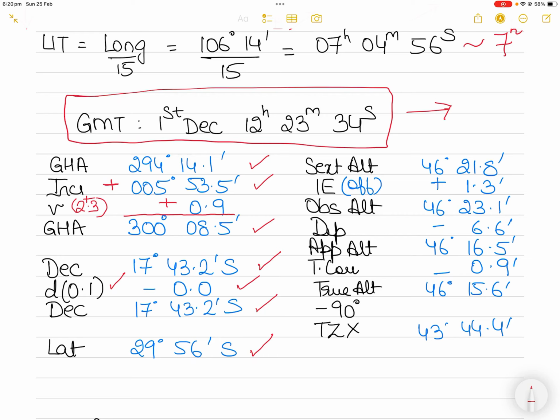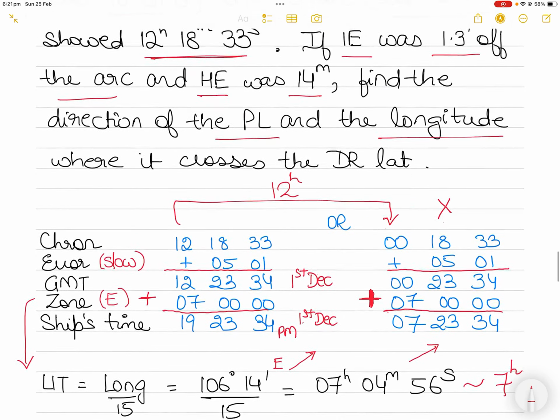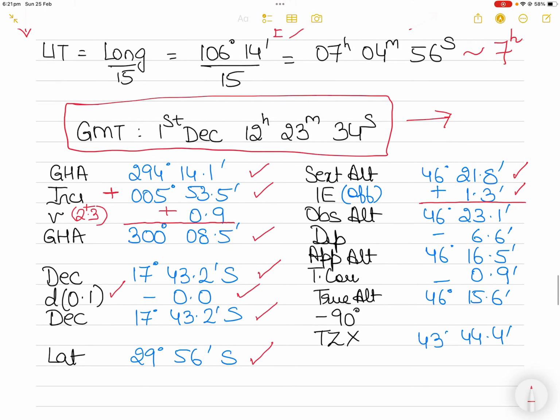Then we have the sextant altitude on the right side given to us in the question as 46 degrees 21.8 minutes. The index error is given to us as off the arc plus 1.3. So you will add it. These values are given to us in the question itself. Then we will find out the dip or the height of eye correction for a height of eye of 14 meters. So you can write down the height of eye of 14 meters. This is not the correction value. This is the value that you will use to go into the tables to find out the corresponding correction value. 14 meters height of eye.